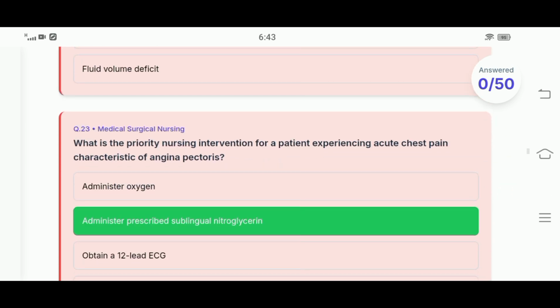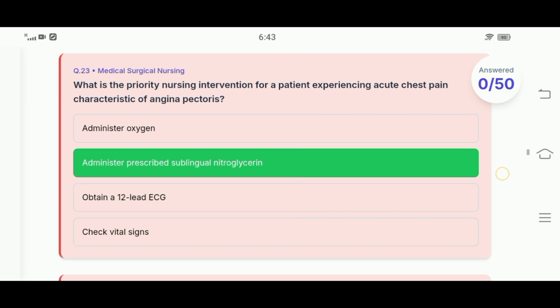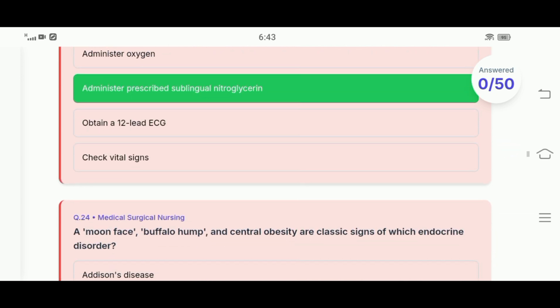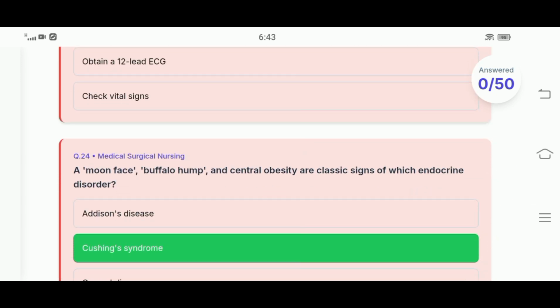23, medical surgical nursing. What is the priority nursing intervention for a patient experiencing acute chest pain characteristic of angina pectoris? Options are A. Administer oxygen, B. Administer prescribed sublingual nitroglycerin, C. Obtain a 12-lead ECG, and D. Check vital signs. So the correct answer is B. Administer prescribed sublingual nitroglycerin.